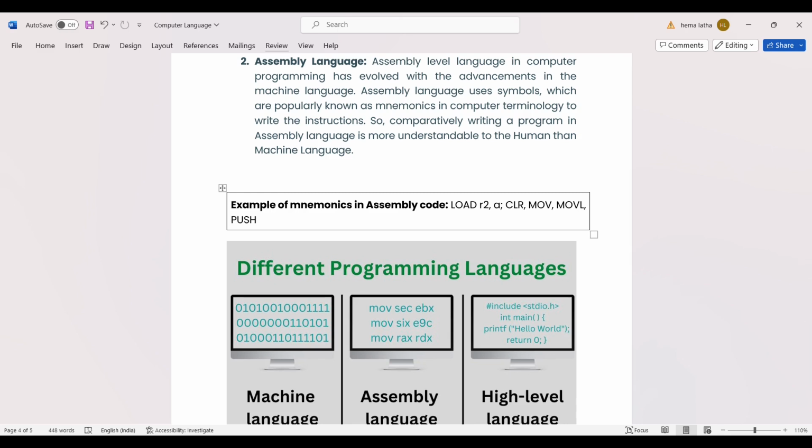Next, they developed the assembly language. Assembly language is a little bit of an advancement over machine language. Assembly languages use certain symbols, that is certain commands, popularly known as mnemonics in computer technology, to give the instructions. Comparatively, writing a program in assembly language is a little more understandable to humans than machine language. Machine language means only 1010, like that, but with assembly language a human being can somewhat understand. For example, load, clear, move, push, like that, so that the human being can understand, but it is difficult for the machine to understand.